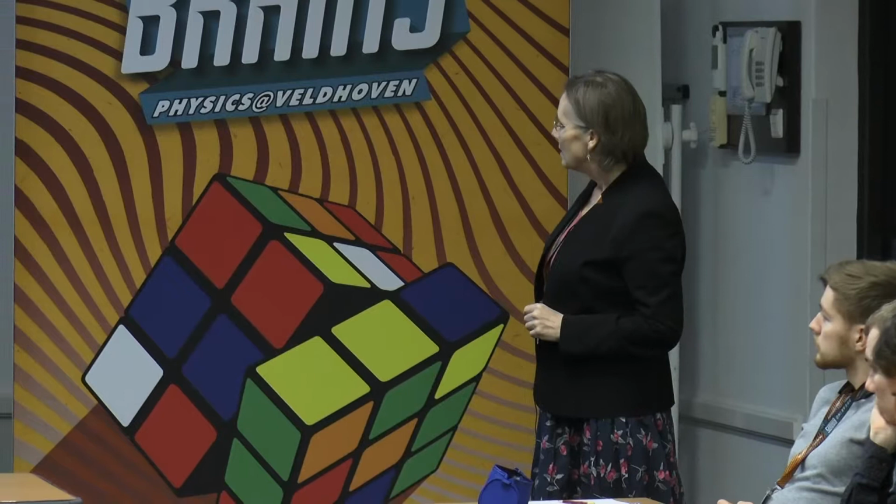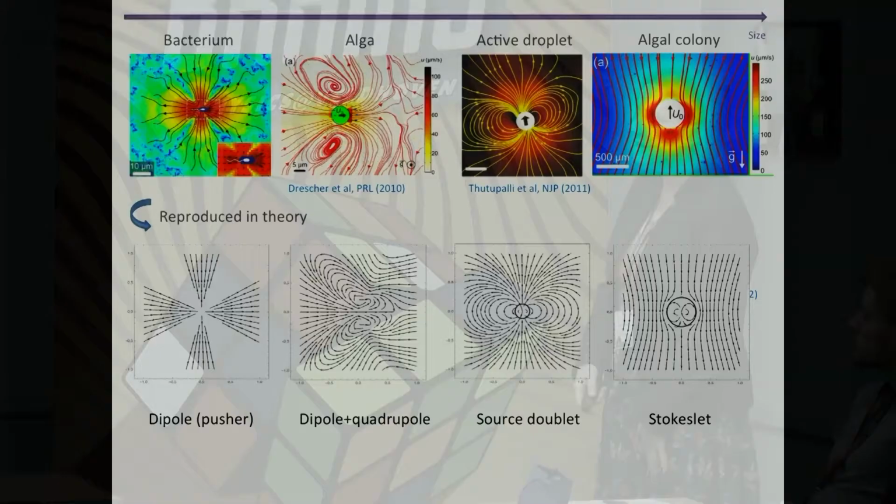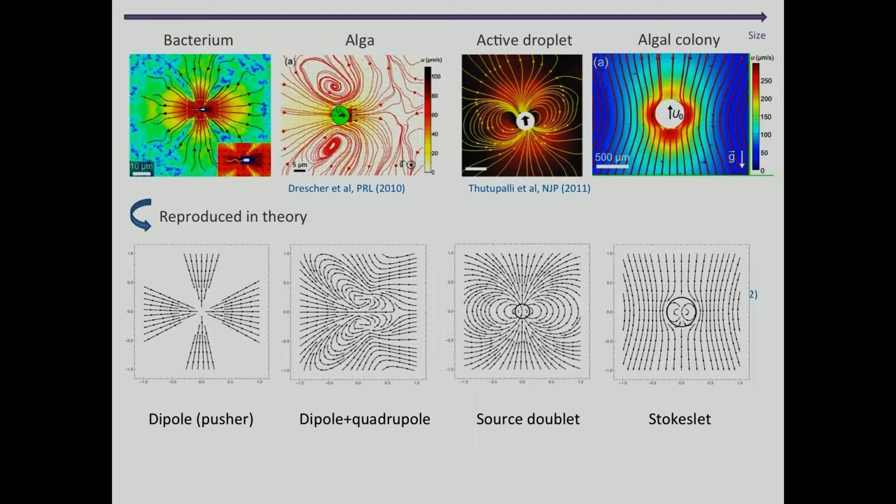So, just to show you that it works, this is essentially what I said before. A dipole looks like E. coli. Someone was asking about a quadrupole. If you have a dipole plus a quadrupole, you can actually get these sort of vortices here that you see in the Chlamydomonas. If you just have a source doublet, you can get the flow field of an active droplet, and then this one is this alga that we saw.